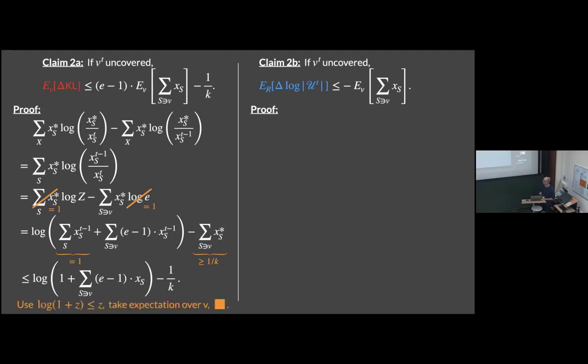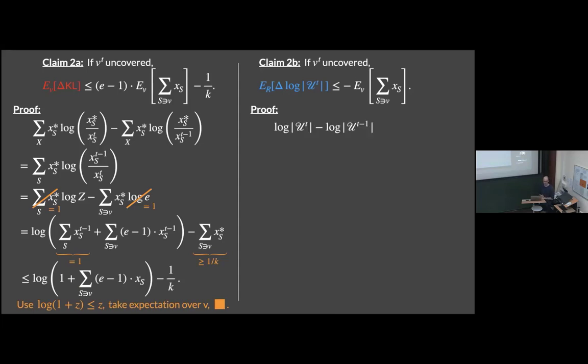We're almost done. Now we're just going to use this nice approximation: log of 1 plus Z is less than Z, at least for Z greater than -1, I think. And then take expectation over V, and we're finished. Do we see this? So the log and the 1 plus go away, and then we get exactly this expression up top. All right, almost there, halfway.